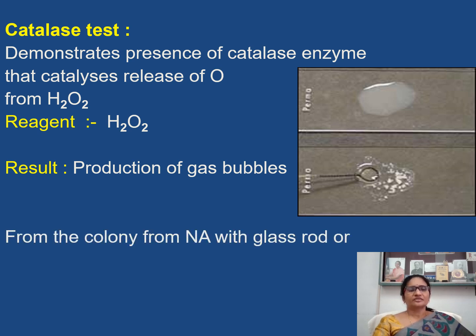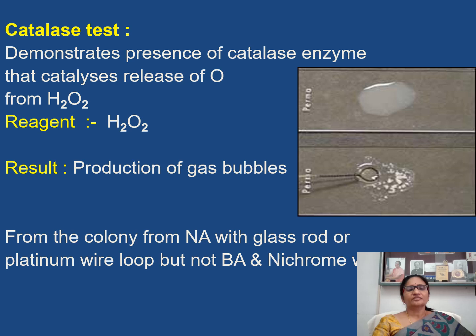Gas bubbles appear because nascent oxygen is released from hydrogen peroxide. That is by the catalase enzyme. Production of gas bubbles, which we call effervescence, indicates a positive catalase test. We have to pick up the colony either with a glass rod or platinum wire loop, but not with a nichrome wire loop, because a nichrome wire loop gives a false positive reaction.